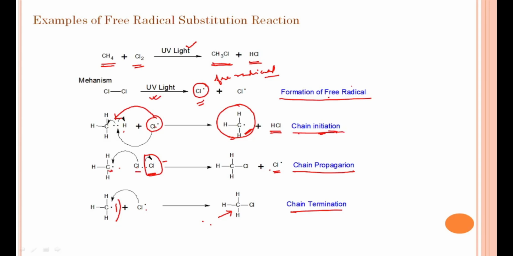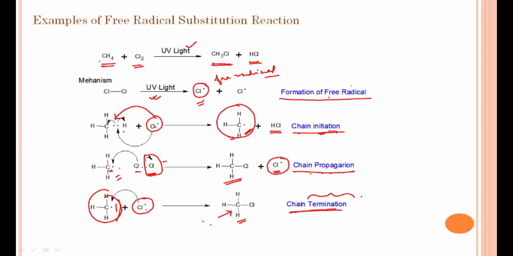In the next step, chain propagation, this methyl free radical is forming a further free radical. So this compound has formed by generating a new free radical, that's why it is a chain propagation step. Now here two free radicals are combining together to form a neutral compound, that's why it is a chain termination, that means completion of the reaction, chain termination step.